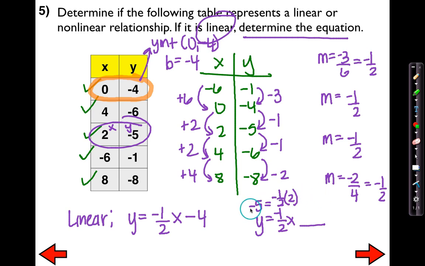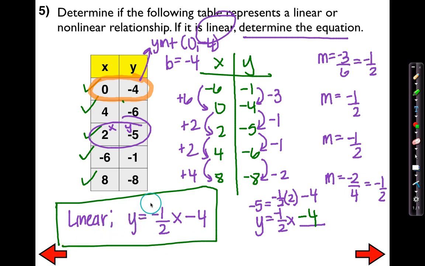-1 plus or minus what will give me -5? Well, we'd have to subtract 4 because -1 minus 4 gives you -5. So here I would have had to put -4. But do you want to be practicing this if it's already given to you here? The answer is no. But if need be, definitely use this if you're not given the y-intercept within the table. So this is our answer, that it's linear, and the equation would be y equals -1/2 x minus 4.